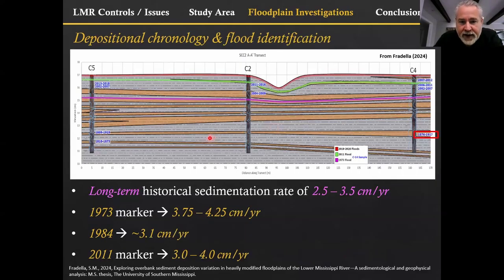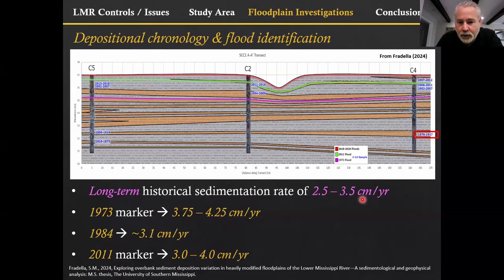We can also get that other transect going from north to south and take a look at the sedimentation rates that we expect. So if we use the long-term 1800s sedimentation rate that we trust with the thickness of the cores, we see that that ranges from 2.5 to 3.5 centimeters per year. Using the 1973 flood as a marker, that averages about 4 centimeters per year. 1984, if we use those dates, 3.1 centimeters per year, and then the 2011 marker, somewhere between 3 to 4 centimeters per year core to core. So really we see that there might be a little bit more rapid sedimentation occurring here but pretty close to the long-term historical rate.